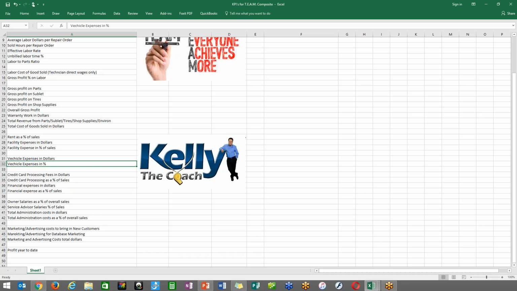And then I love the breakdown we have in marketing and advertising, and we want to see the advertising costs and marketing costs to bring in new customers. Well, we also like to see the marketing costs for database marketing to get people back more often. And marketing and advertising is a total cost of sales and percentage. We have a benchmark there. We'll cover that later. And one of my favorite things about this particular document is the profit year to date.